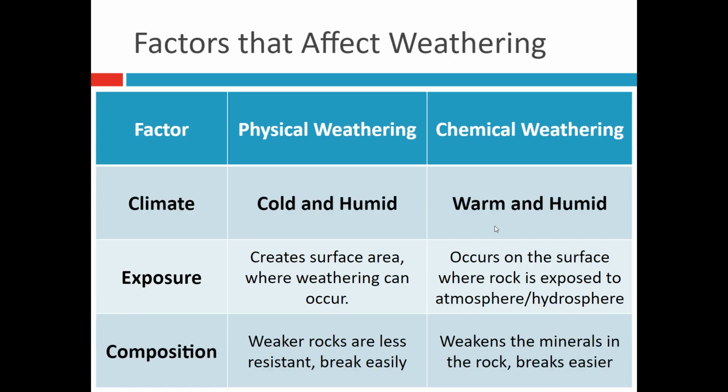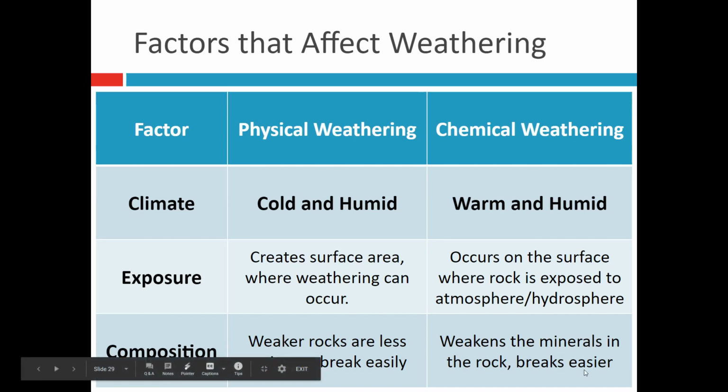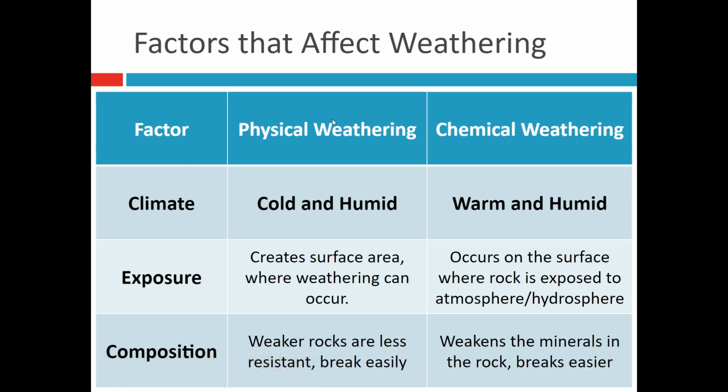Now, the last thing I want to talk about with weathering is the fact that there are major climate factors that affect what type of weathering will happen and how much will happen. So this is a really good table to write down in your notes. Just draw this and write all the things in it. Let's start with physical weathering. Physical weathering is going to be more dominant in a cold and very humid climate. Humid just means lots of precipitation, lots of water.